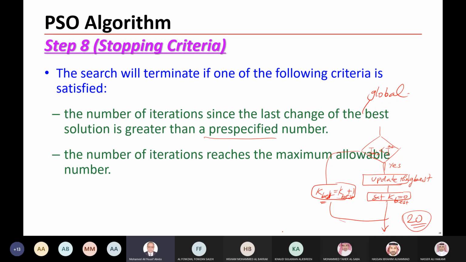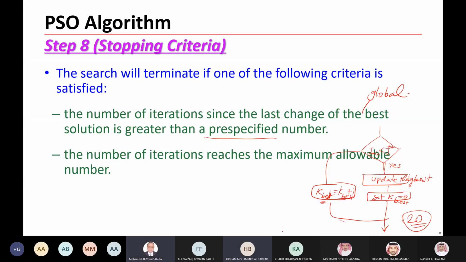Memory, and local and global search capability, are features of the particle swarm, unlike GA. These are some of the differences between particle swarm and GA. Sorry, Doctor, can we say that at the end, the particle swarm algorithm will converge faster than the genetic algorithm?